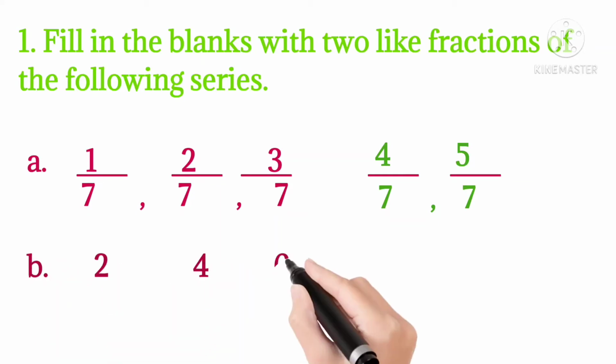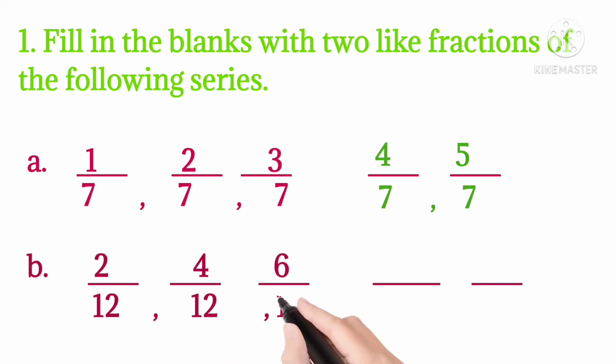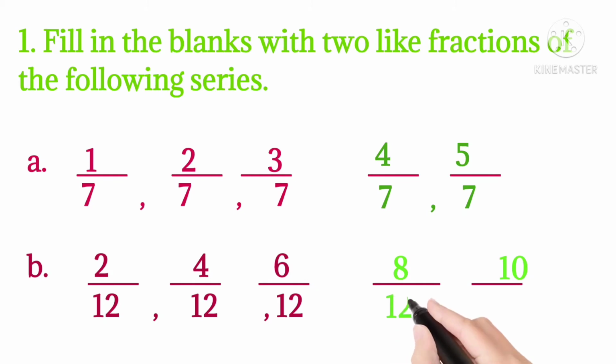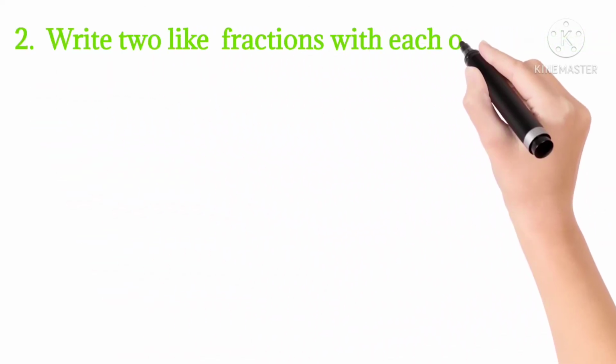Question number B: 2 by 12, 4 by 12, 6 by 12. Here also denominators are the same. Numerators are even numbers. So next even number is 8. Then 8 by 12, 10 by 12, etc. Here all denominators are equal because this is a like fraction.